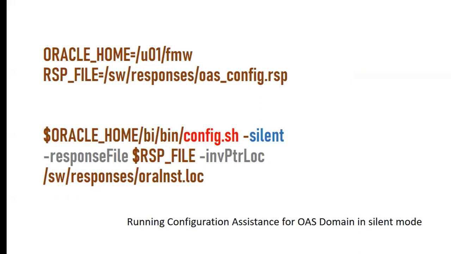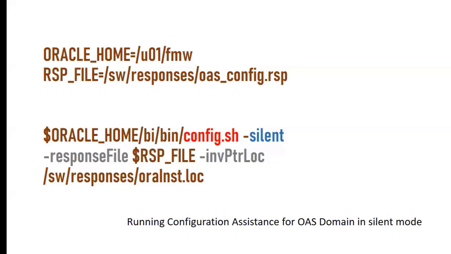Here, the path of config.sh is Oracle home, bi, bin, config.sh. Dash silent is the option which will run in silent mode, CLI mode. It requires a response file, a text file which has all the responses, and the inventory path location, which you created at the time of installation of OAS, is provided here. Running the configuration assistant for the OAS domain.